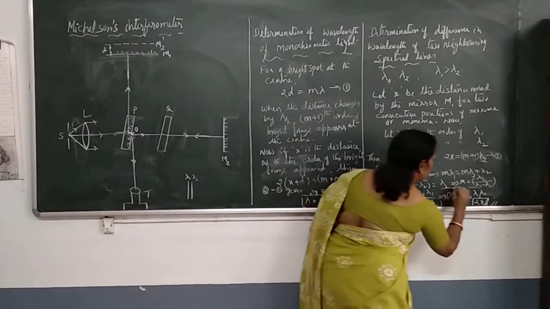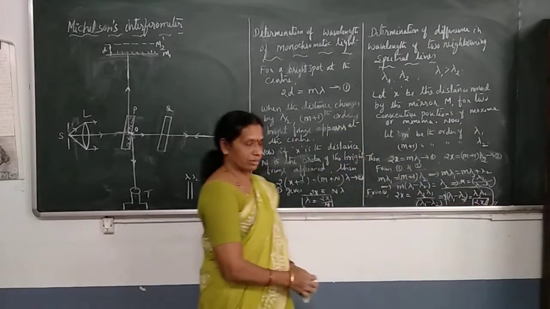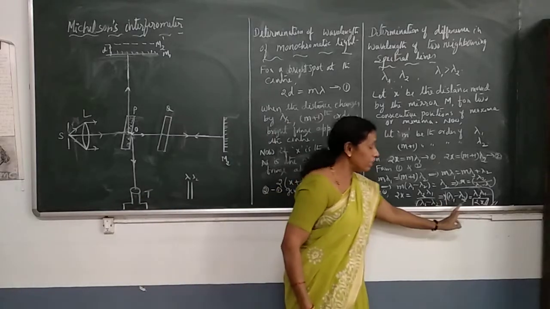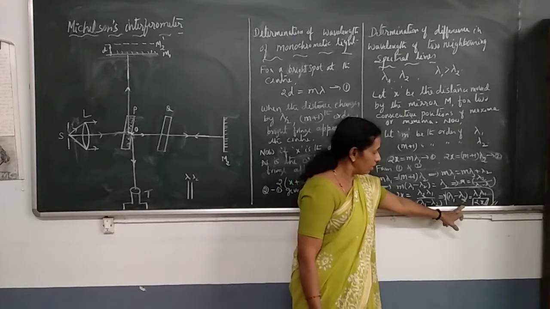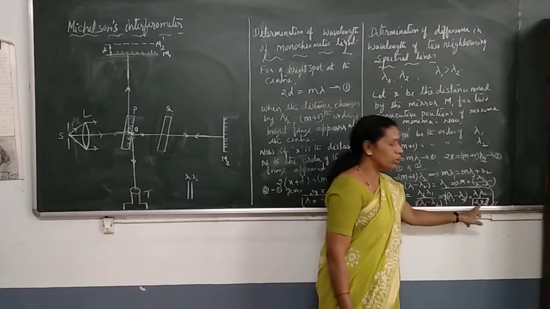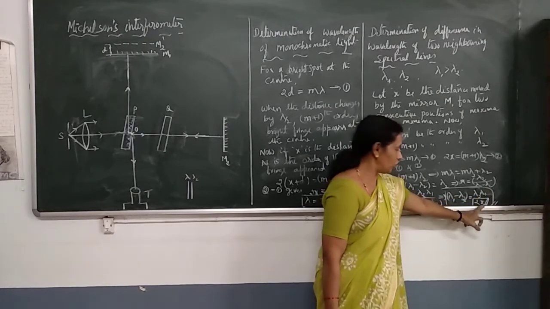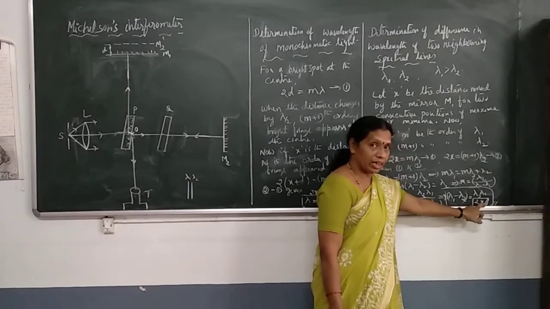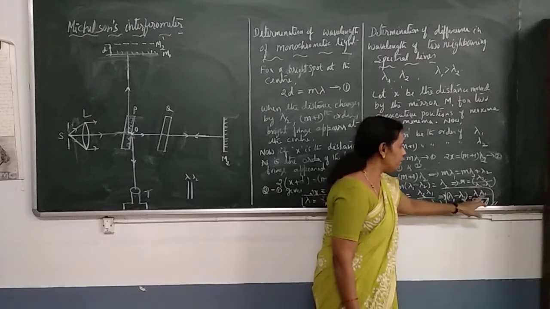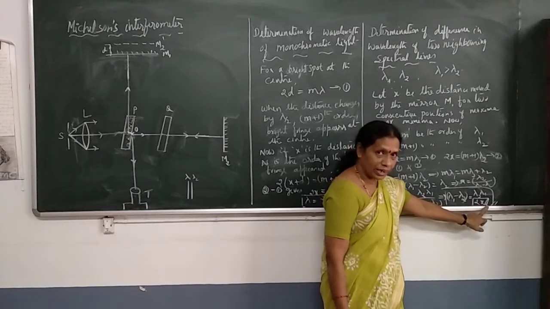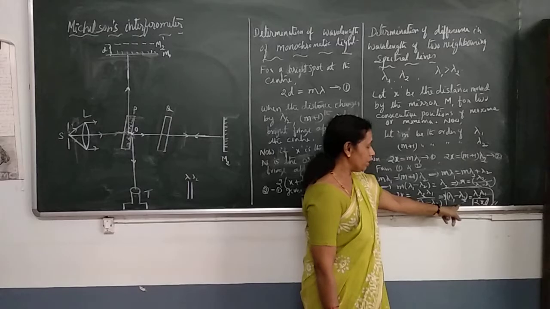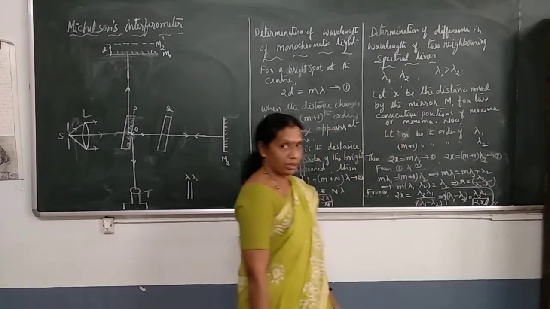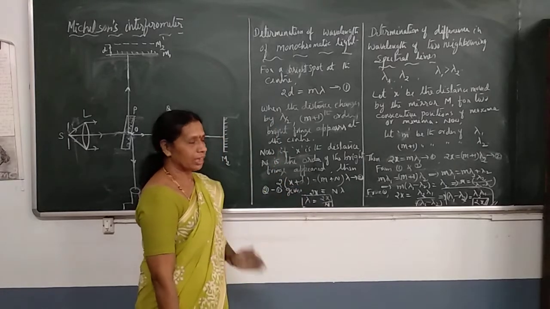And this is how we calculate the difference in the wavelengths. If lambda 1 minus lambda 2 is very very small, it is taken as d lambda equal to lambda 1 lambda 2 by 2x. X, the distance, can be measured, and if lambda 1 and lambda 2 are not known, and the difference is very small, lambda 2 lambda 1 are approximately lambda square, so that d lambda equal to lambda square by 2x. Using this also one can calculate lambda. Lambda difference as well as lambda can be calculated.